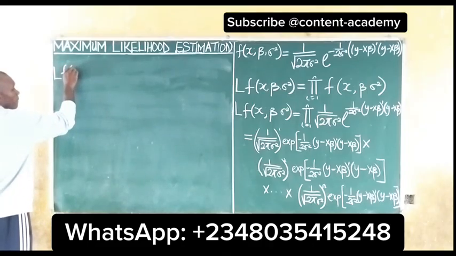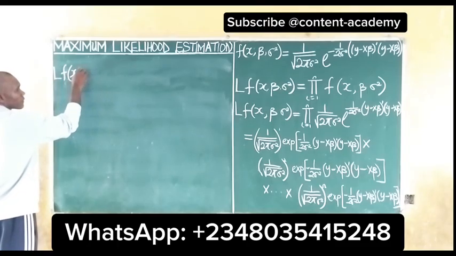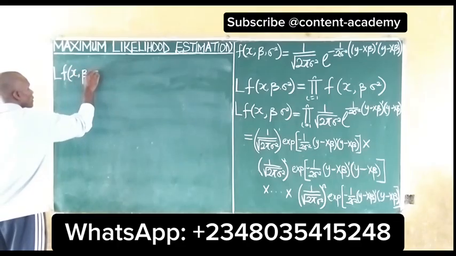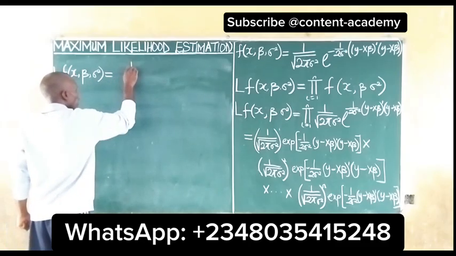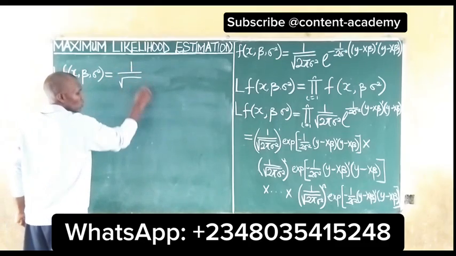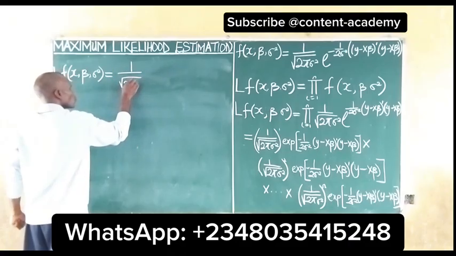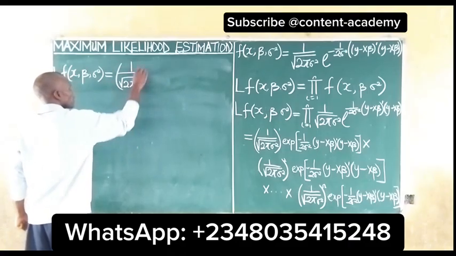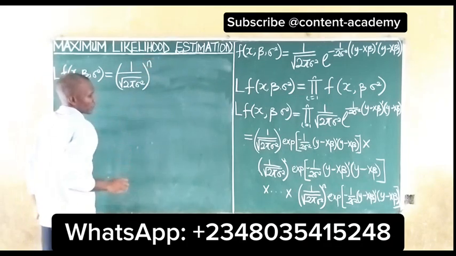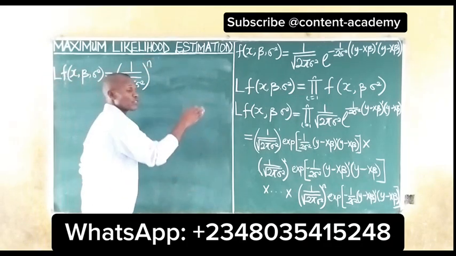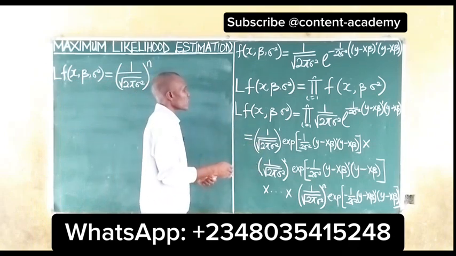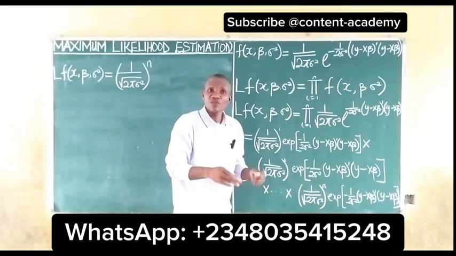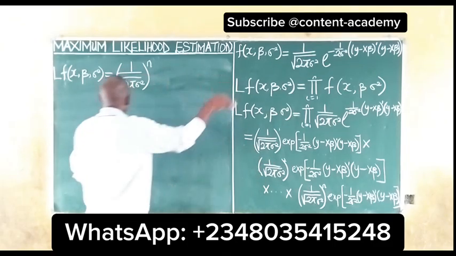F of x, beta, sigma squared is equal to 1 all over the square root of 2 sigma squared raised to the power of n, because it goes n times. If you take the product of anything and you are putting it together, it will become n times that thing.